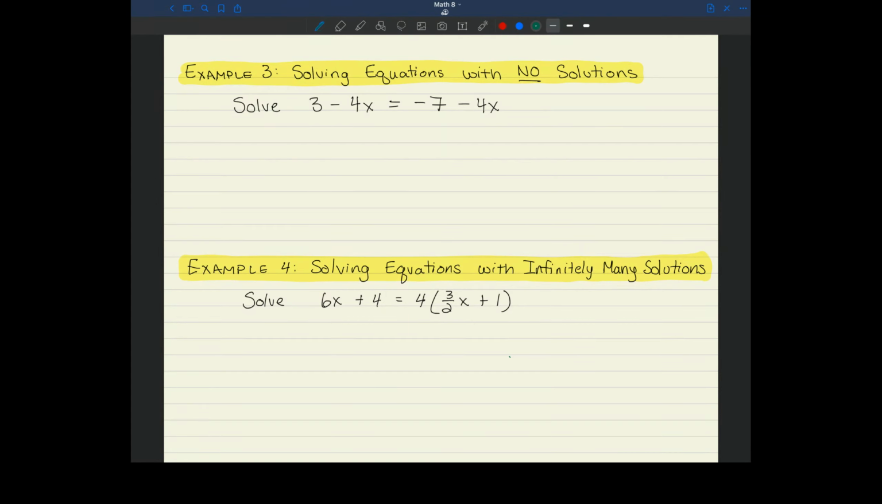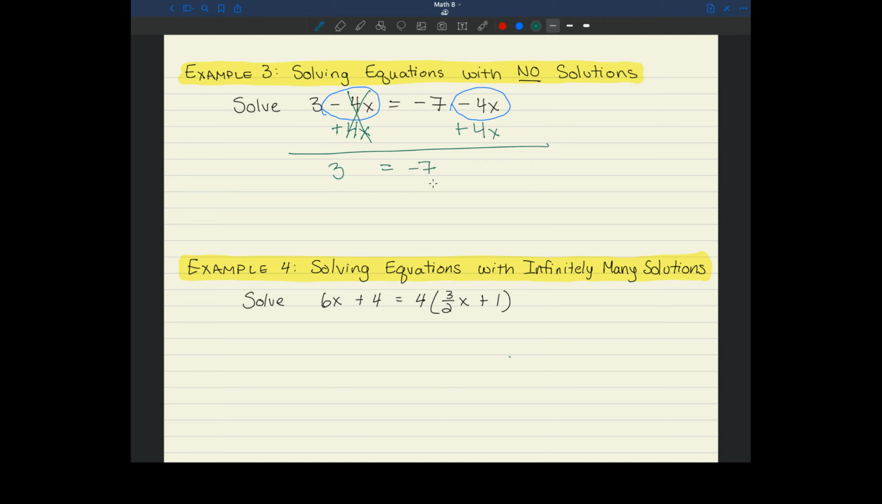side of the equation. So if I wanted to solve this, I need to use our inverse operations and collect my like terms. So right now, my like terms are this negative 4x and this negative 4x. So if I want to gather them together, I'm going to add a 4x on both sides. And when I do that, that will cancel, and it will give me 3 equals negative 7.